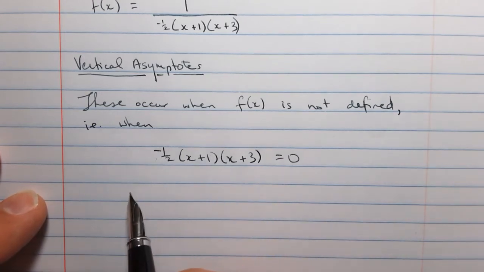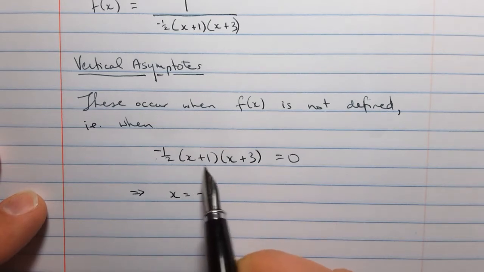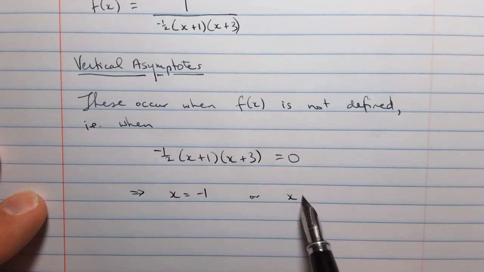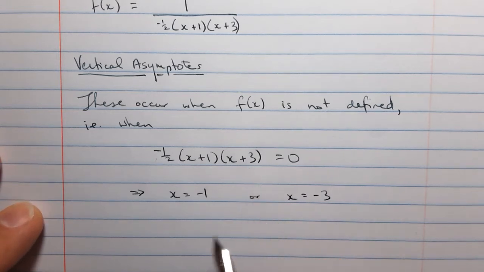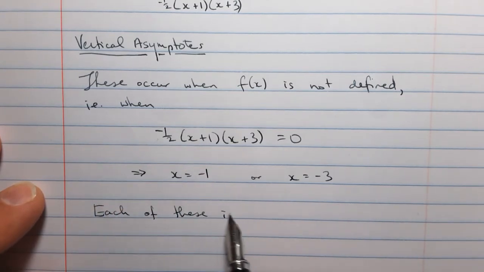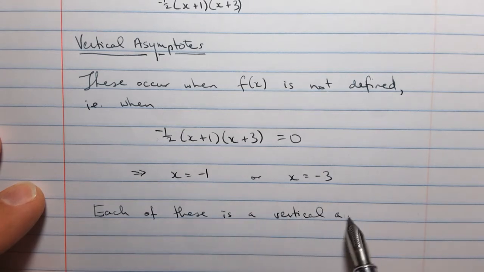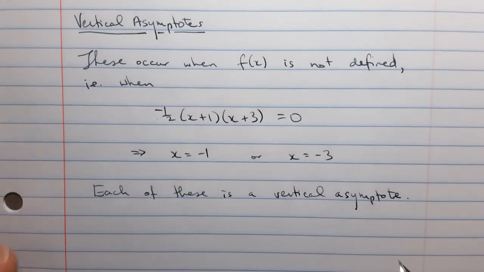And so what must those be? This happens when x is -1 from this one, or x is -3 from that one. So each of these is a vertical asymptote. So we have 2 vertical asymptotes for this one.